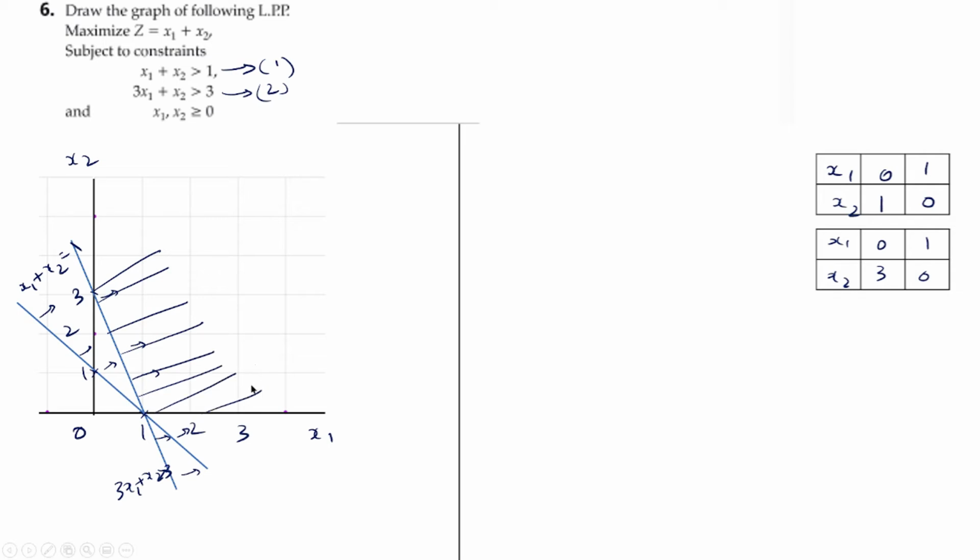Region which is common to all these inequalities is this unbounded region. So this is the graph for these constraints. Moving on to the next question.